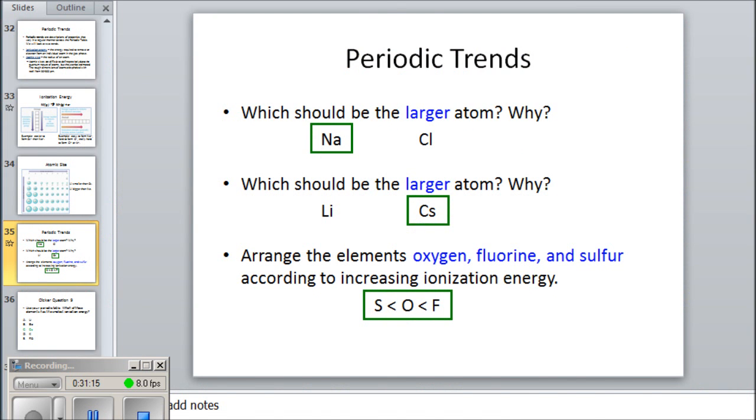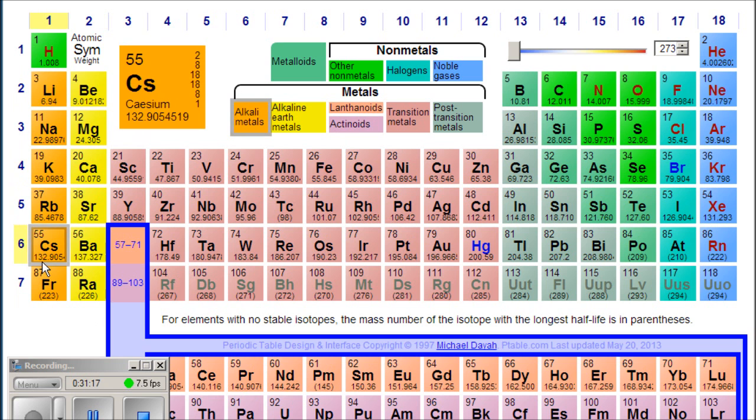Lithium versus cesium, let's check that out. Here's lithium, here's cesium. Are they in the same group? Yes. Which one's going to be bigger? Cesium, because it has electrons occupying much, much larger orbitals. So cesium has an electron in the 6s orbital. That's the highest energy orbital and also the biggest orbital. And lithium has its outermost electron in the 2s orbital. So cesium is going to be much, much bigger.